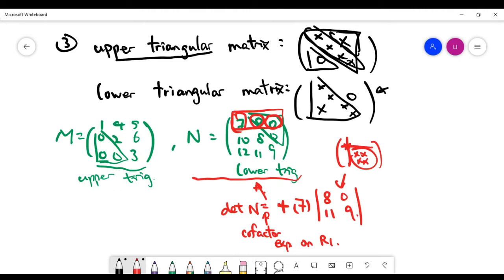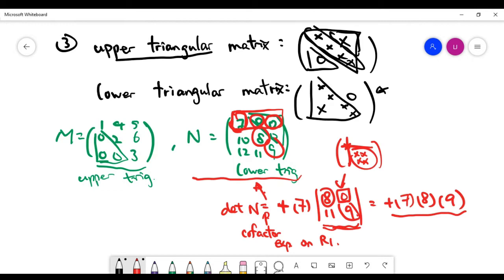So I hope you see what's happening. And of course, this matrix, you see, because this spot is 0, basically it means that the determinant of this 2 by 2 case is just 8 times 9, right? These are the two numbers on the diagonal. As you can notice, this answer means what? This answer means instead of applying the cofactor expansion on row 1, what you can do is you can simply multiply the numbers on the diagonal.